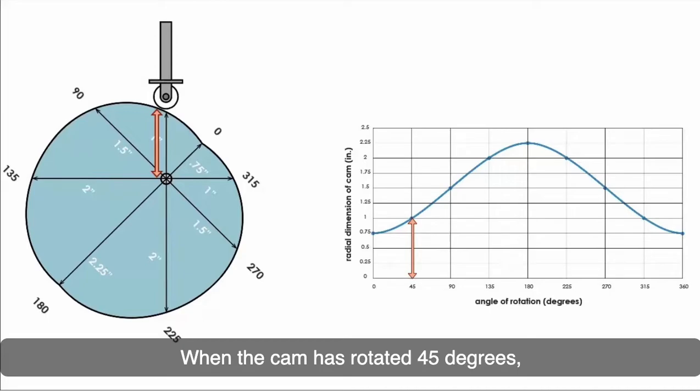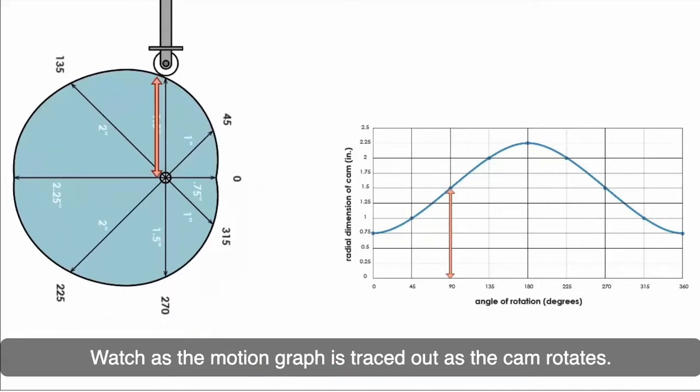When the cam has rotated 45 degrees, the dimension to the point of contact with the follower is 1 inch. Watch as the motion graph is traced out as the cam rotates.